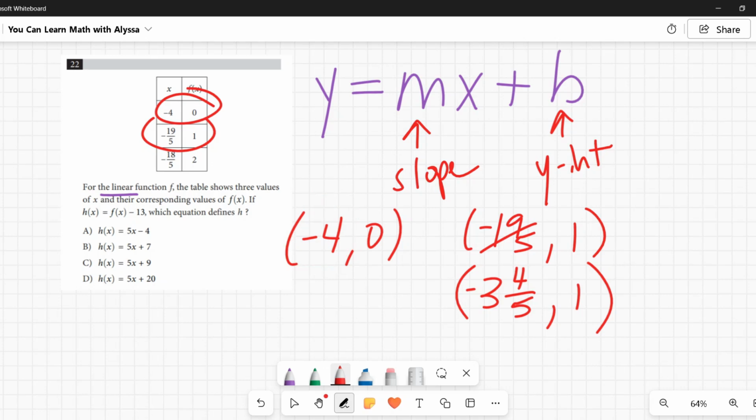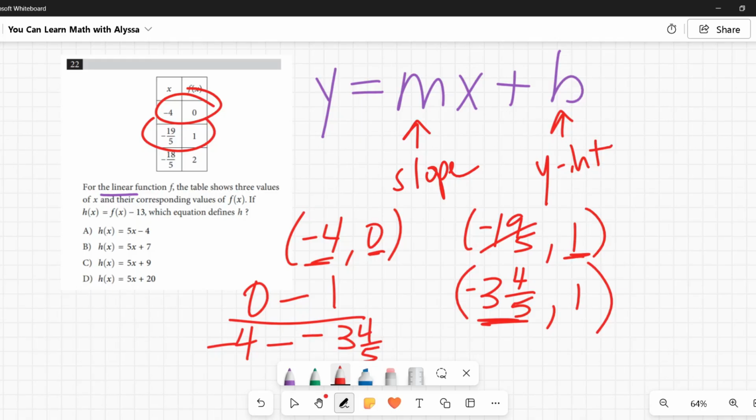Or you can just put it in your calculator, whatever you like. So change in y, I'm going to start with this one and then go to this one. It doesn't matter which one I start with. So I'm going to have 0, that y, minus this y of 1. And then on the bottom, change in x, -4 minus -3 and 4 fifths. So minus a negative is the same as plus a positive.